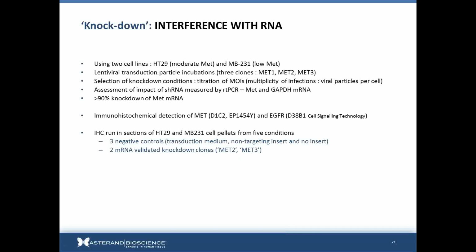So the next experiment we ran to evaluate the performance of these two MET antibodies is effectively the acid test: specific lentiviral knockdown of MET mRNA in two of the cell lines, the moderate and the low expressing lines. Three lentiviral particle transfections were tested, called MET 1 to 3, and the optimal condition was determined based on measurement of MET mRNA. Infections with clones MET 2 and 3 were found to maximally reduce MET mRNA expression by over 90% actually, so both cell lines were assessed using immunohistochemistry.